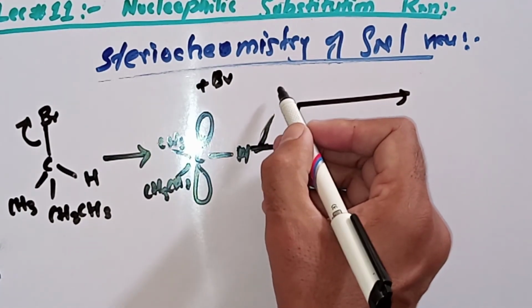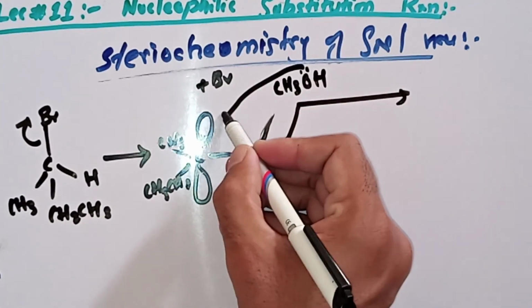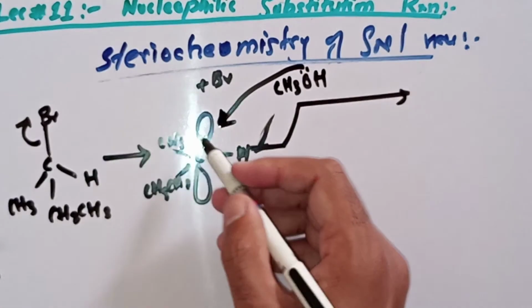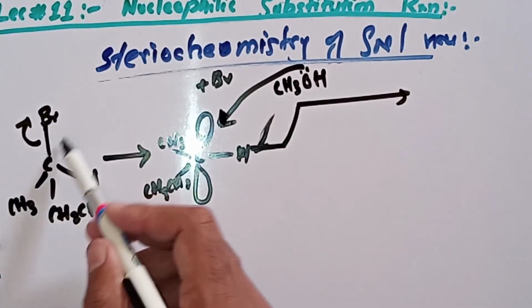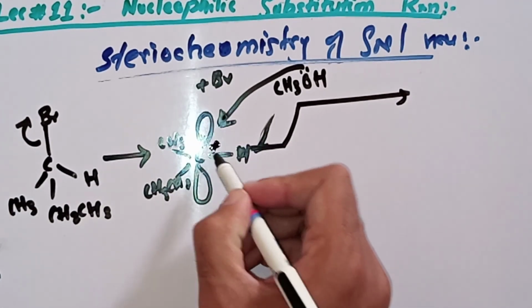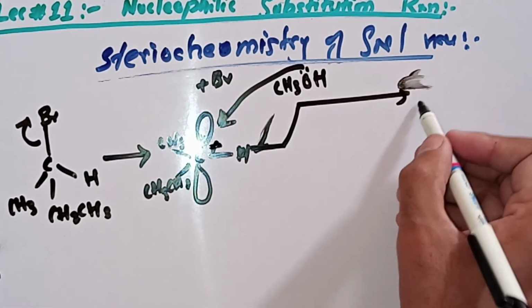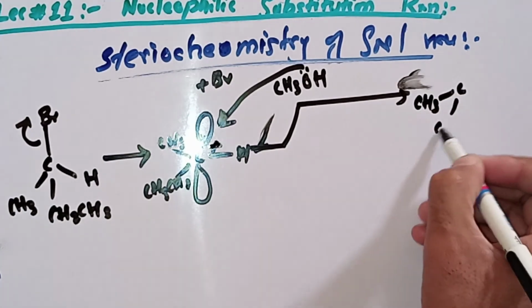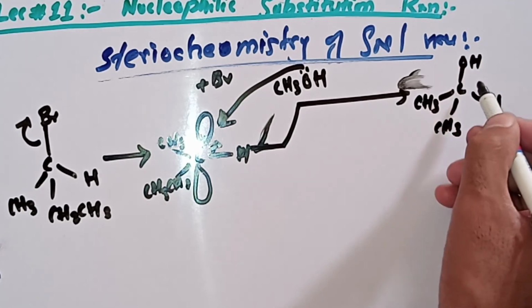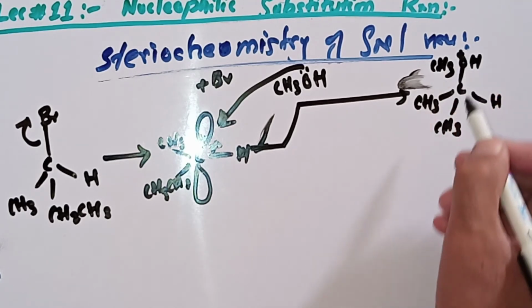When the nucleophile attacks, let's suppose the nucleophile is methanol, CH3OH. When the nucleophile attacks from this side, it produces the retention product. It is called retention because the attack is from the front, from where the leaving group, the bromine, left the carbocation. So the retention product will be like this: CH3, C, CH3, H, OH, CH3, that has a plus charge.